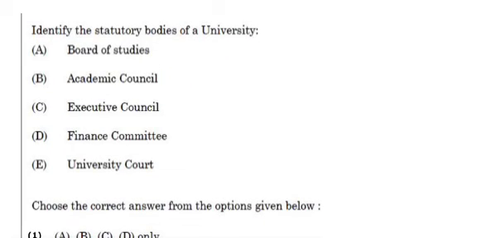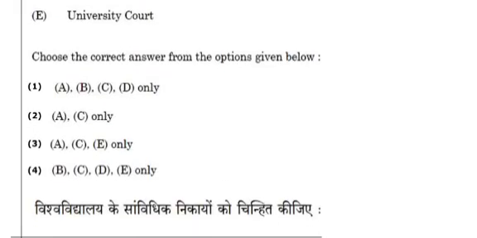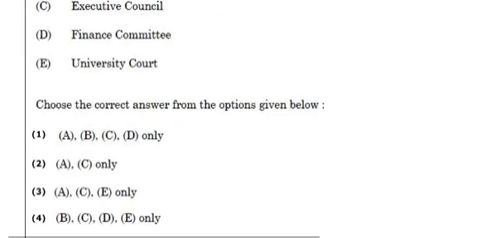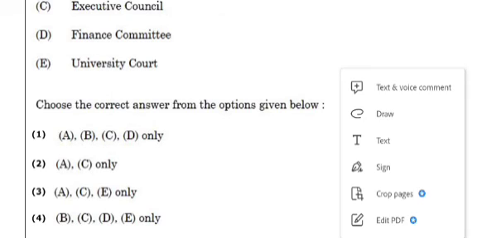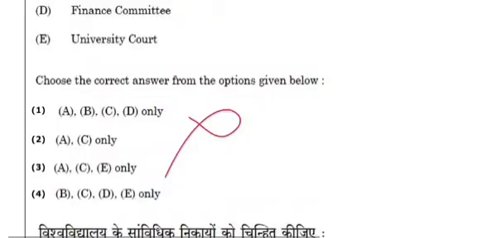Next, identify the statutory bodies of the university: boards of studies, academic council, executive council, finance committee, university court. So these are the options. Question 43, correct option. Here, there may be some error in the question. This is what I have got according to my research. But if you know that no wrong option is given, then please try to rectify it in the comment box.